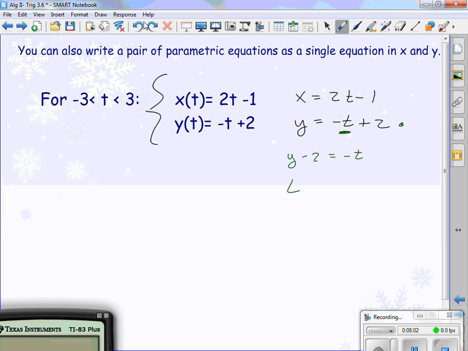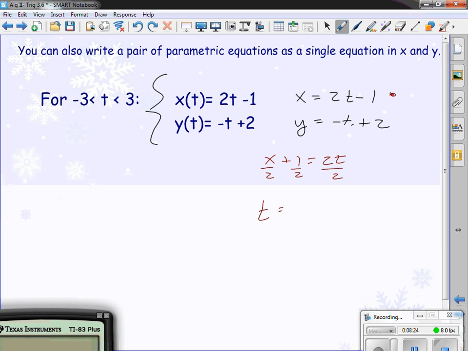Instead of rearranging the bottom one for t, I could have rearranged the top one for t. If I rearrange this top one, what do I have to do first? I need to add 1 first. X plus 1 equals 2t. Divide by 2. T equals 1/2 x plus 1/2.